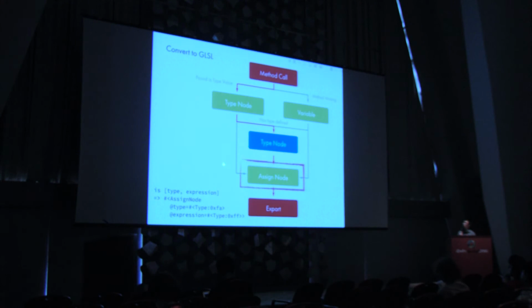So the assign node will know whether it has a type, and the expression, and create an assign node for it. And finally, the variable method will receive this assign node. So it will think, oh, I got the assign node, so I have to export the code. And it will save to the buffer, and wait until all code is imported.